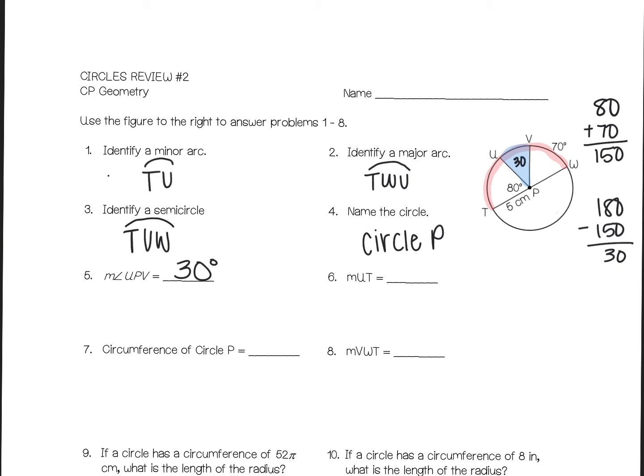The measure of arc UT, so UT is right here. If the central angle is 80, the arc is also 80. For the circumference, that's 2 pi r. Our radius is 5. 2 times 5 is 10. So this is 10 pi.